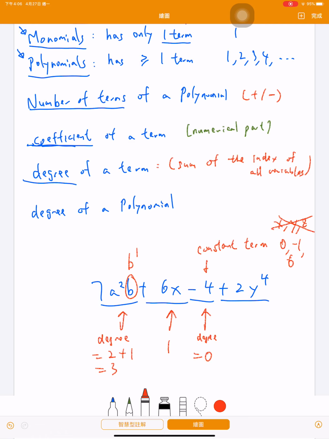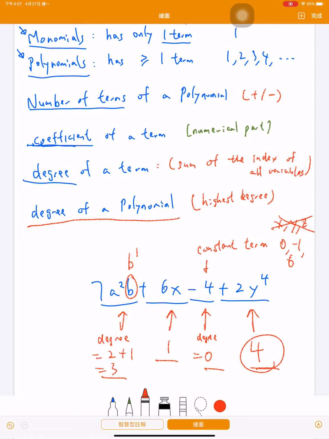Okay. For this one, we know that the degree is just 4. So for each term, we can count the degrees as 3, 1, 0, 4. Then for the degree of a polynomial, we just find the highest one. That is this one, 4. So that means the degree of the polynomial is just the highest degree. Okay. Don't add them all. Do not do 3 plus 1 plus 0 plus 4. No. Just find the highest one. So this is just 4.